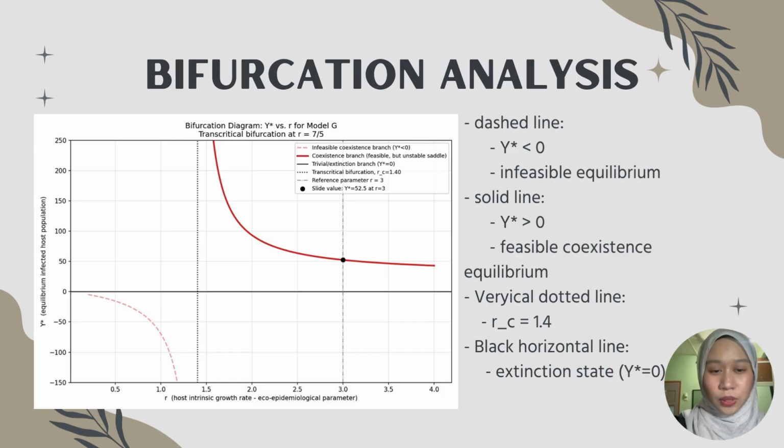To make the threshold easier to observe, we focus on the infected host equilibrium Y star. The dashed red curve represents negative values of Y star, which are mathematically valid but biologically impossible because population sizes cannot be negative. After crossing R equal to 1.4, the curve becomes positive and is shown as a solid red line. The dotted vertical line marks the threshold where this transition occurs. This graph clearly illustrates the switch from an infeasible equilibrium to a feasible coexistence equilibrium.